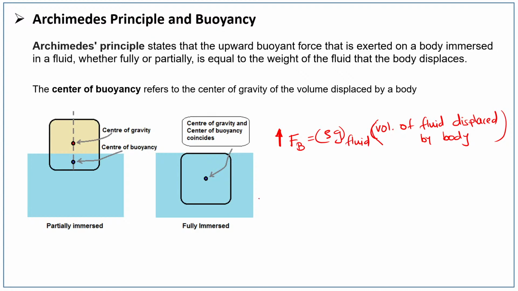For the fully immersed body, the volume of fluid displaced by the body is equal to the volume of the body. But in case of a partially immersed body or floating body, the volume is this volume only, you can see. Just try to draw an isometric view. Whatever volume is displaced by the body, that volume you have to consider in order to find the buoyancy force.